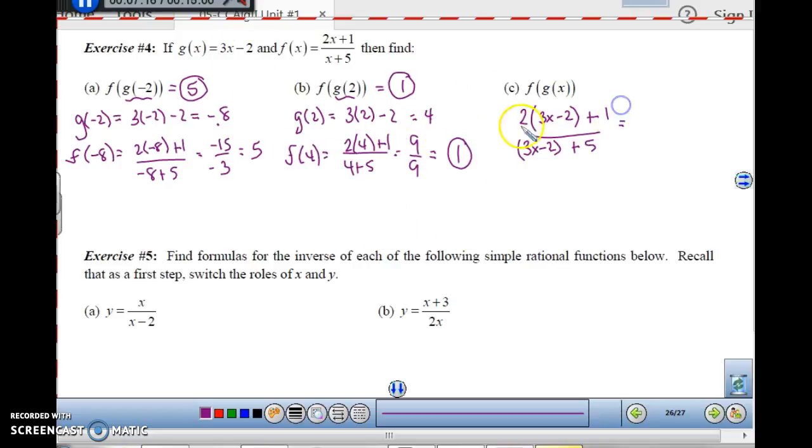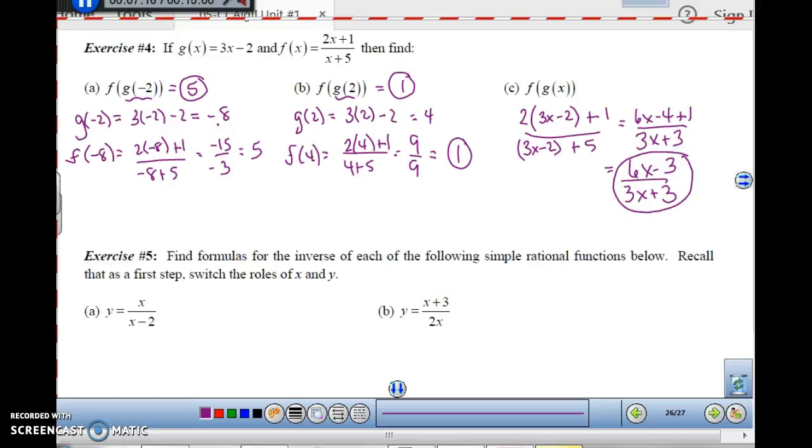All right, let's simplify this. 2 times 3x minus 2, distribute, is 6x minus 4 plus 1. Then 3x minus 2 plus 5, you can just combine those. Minus 2 plus 5 is plus 3. And combine your terms. That gives you 6x minus 3 over 3x plus 3. So there we go. That is f of g of x.